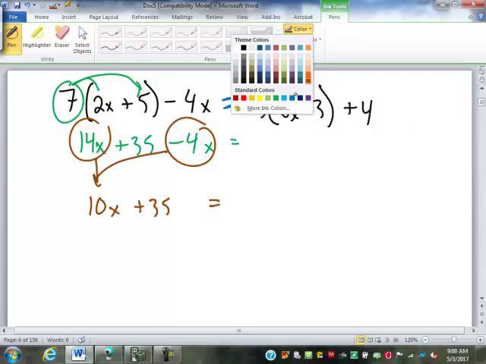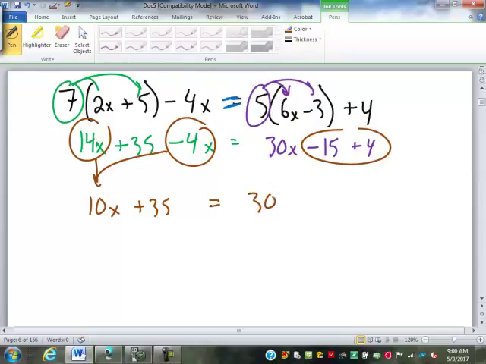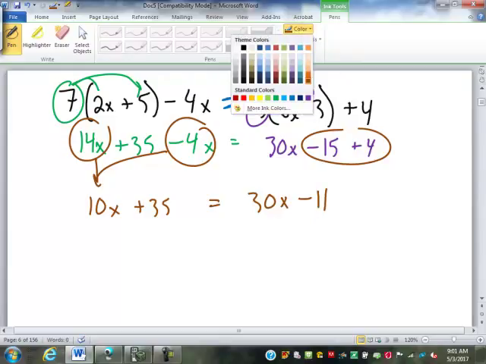On the other side, yes, I can do the same thing. Nothing to do in the parentheses, so I'm going to multiply by the 5. 5 times 6x, 30x. 5 times negative 3, negative 15. I still have the positive 4. Over here, I've got to combine those. So the 30x doesn't change. Negative 15 plus 4, negative 11. So I've done whatever I can on each side.